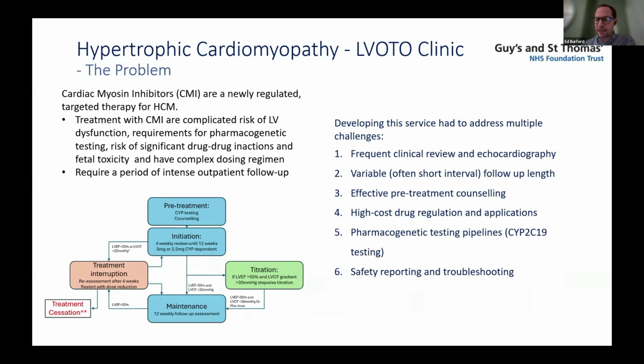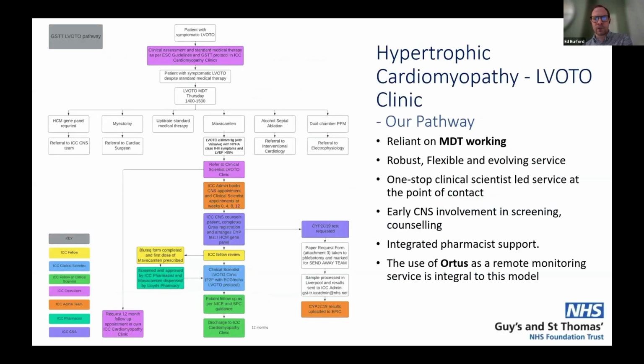They need effective pre-treatment counselling and involvement of a service to be able to give them things like the SIP testing, which is the pharmacogenetic testing, as well as genetic testing, or offer patient education before they start treatment. And then there's the regulation part of it. It's a high cost drug which goes through several applications in order to be delivered to the patient. And lastly, we needed some sort of pathway for patients to troubleshoot and for safety reporting when they have symptoms, and a way to assess them in a fast or effective manner.